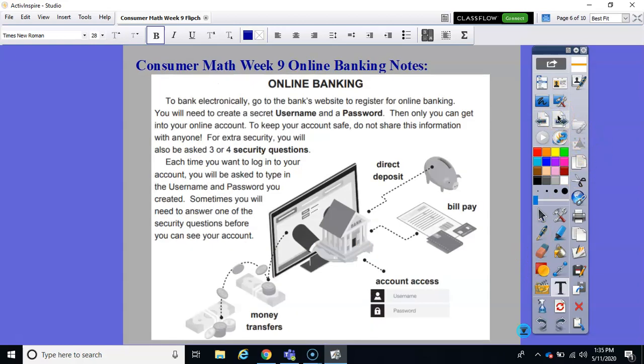And then I'd like to also, for our second lesson, talk about online banking and online shopping. So nowadays we do a lot of stuff online as far as our banking, so that way we don't have to actually drive to the bank to take care of it. So let's go through these notes.